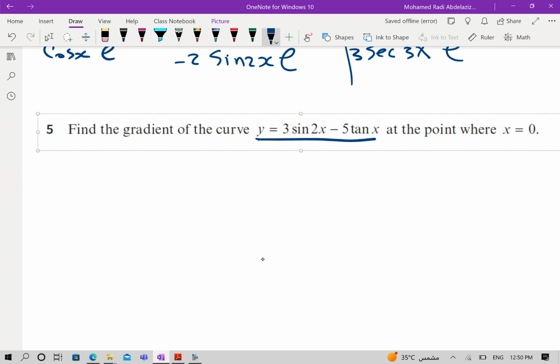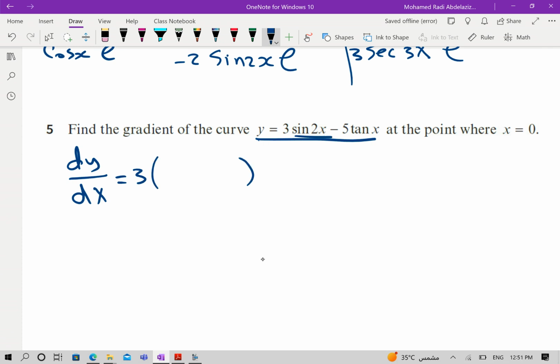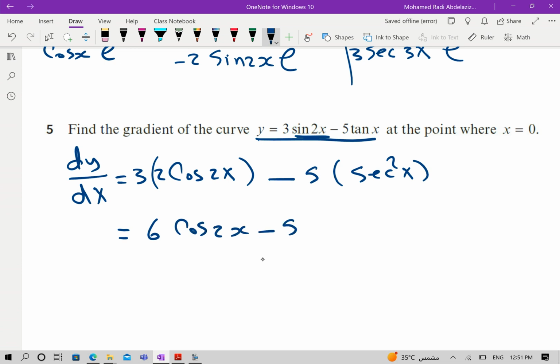First, I will differentiate. dy by dx is equal to 3, differentiation of sine is cosine 2x multiplied by 2, minus 5, differentiation of tan is sec squared x. The final answer is 6 cosine 2x minus 5 sec squared x.